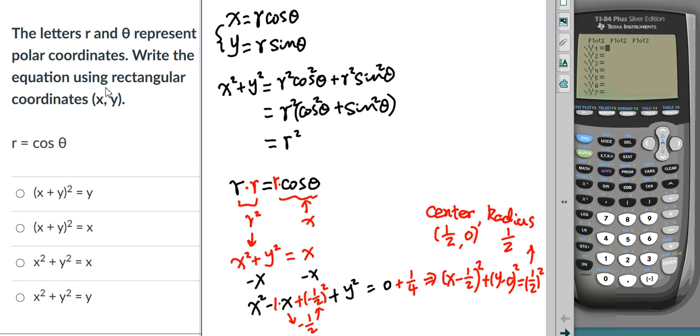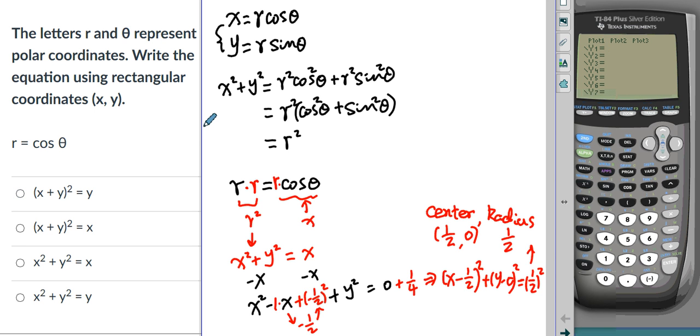Let's look at this question. The letters r and theta represent polar coordinates. Write the equation using rectangular coordinates x, y. So we want to use the relationship x equals r cosine theta, y equals r sine theta, to rewrite this equation into the rectangular coordinates equation.